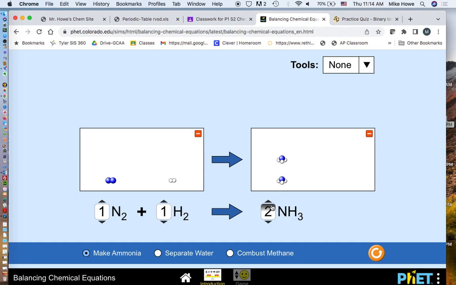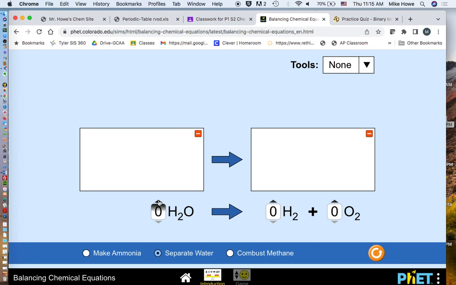When you're balancing, you can only change coefficients. Coefficients are the numbers in front. If you change this coefficient from a 1 to a 2, that doubles everything that's here. It's kind of like in math, if you had a 2xy, it'd be 2 x's and 2 y's. Here you've got 2 NH3, so it's 2 N's and 6 H's. You can see the 6 H's here, the white ones. On this side, there are only 2 H's, so you need to make 6 H's, and then the equation is balanced because now I have 2 N's, 6 H's, and 6 H's.